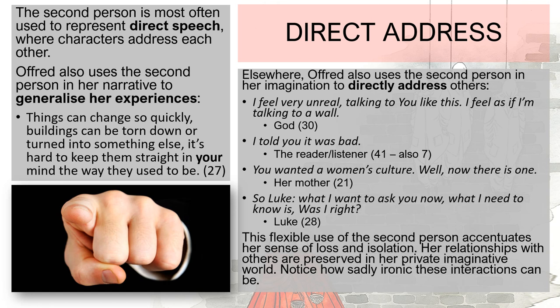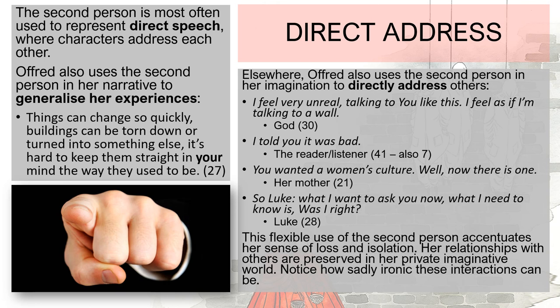Offred also addresses the reader or listener in the second person on a few occasions in chapter 41 and also in chapter 7, where she chooses to speak directly to the listener, in some way breaking the fourth wall of the text by acknowledging that it's actually addressed to an unidentified listener or reader. And it has the effect of, as we read it, feeling that we are being directly addressed.